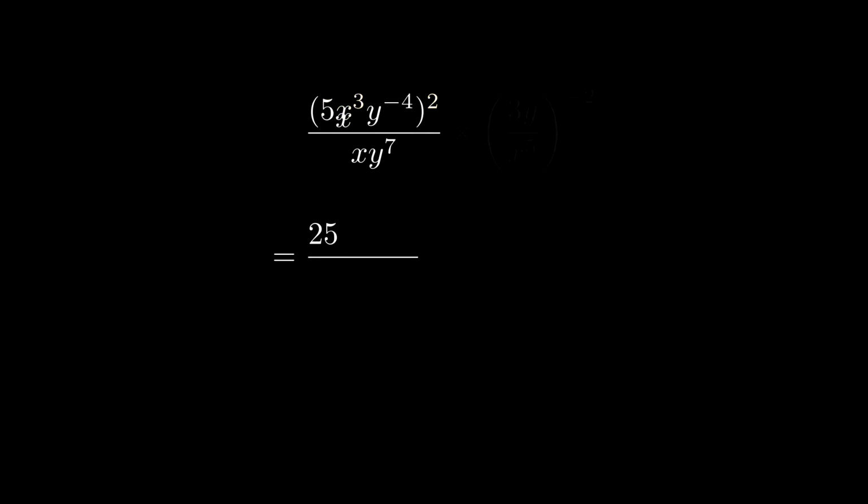For the x, the power of 3 raised to the power of 2 means we multiply. So we get a power of 3 times 2, which is 6. Likewise for the y, we multiply the negative 4 by the 2, so we get a power of negative 8. And we'll just bring the xy^7 down and deal with that later.